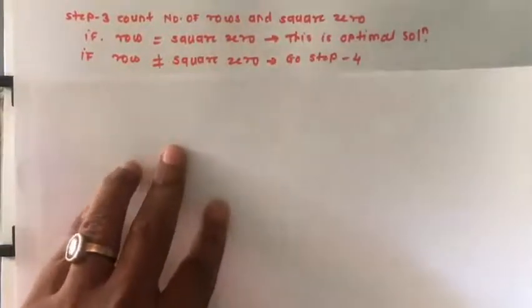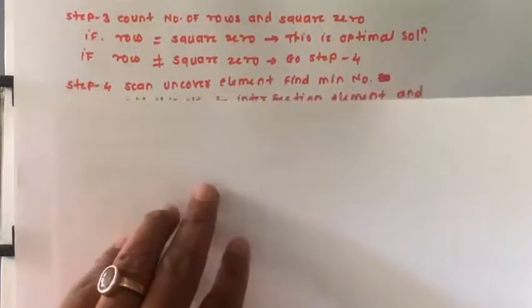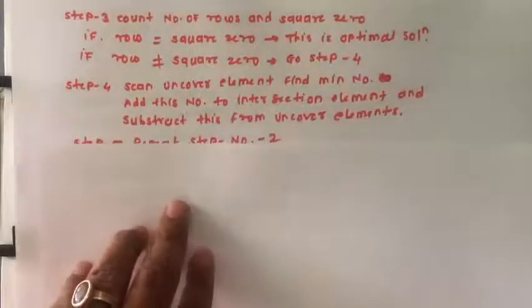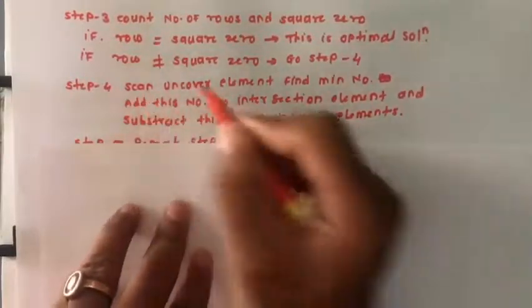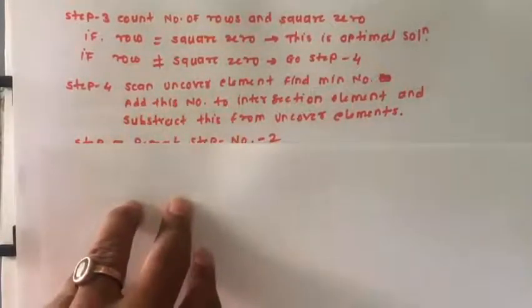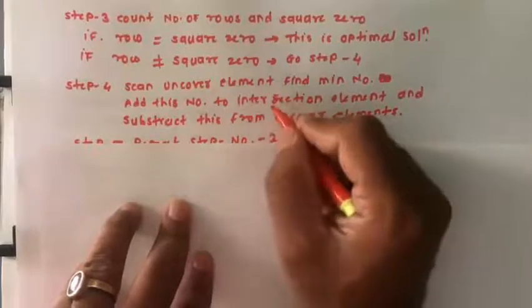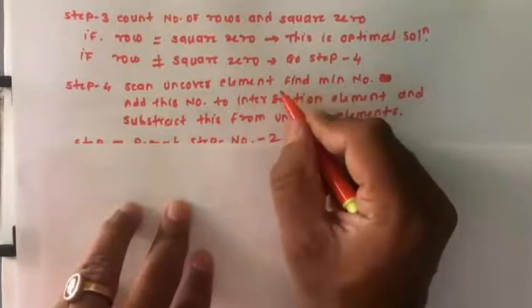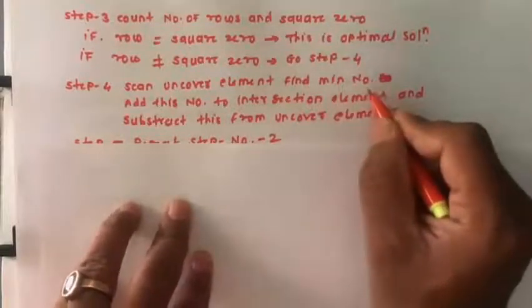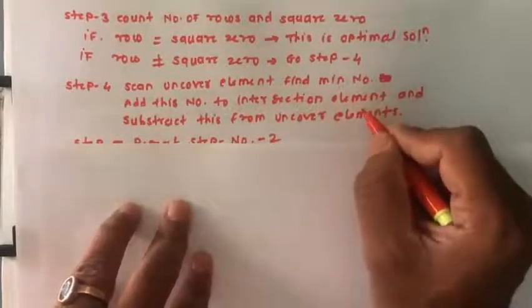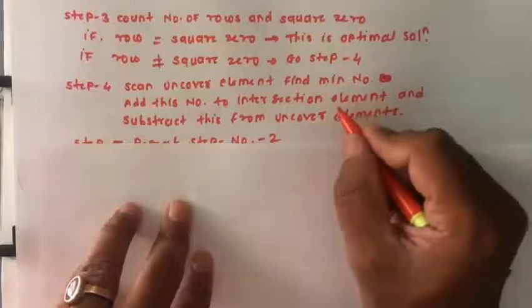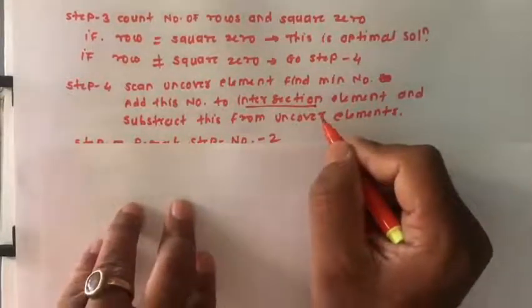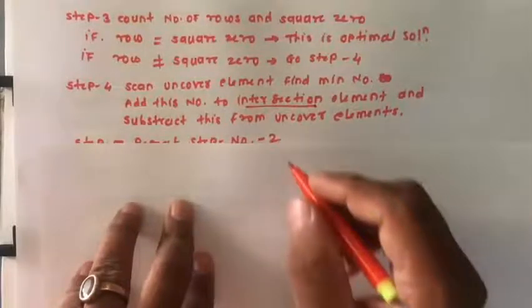Okay, suppose this is our case, that is the lines are not equal to the square 0s, then we go for step number 4. So in step number 4, what we have to do is scan the uncovered elements. That is, there are some lines and there are some uncovered elements in the matrix. So we have to scan and find the minimum number from that particular matrix, and we have to add this number at the intersection element. Okay, so what the intersection elements are we will see during the solution.